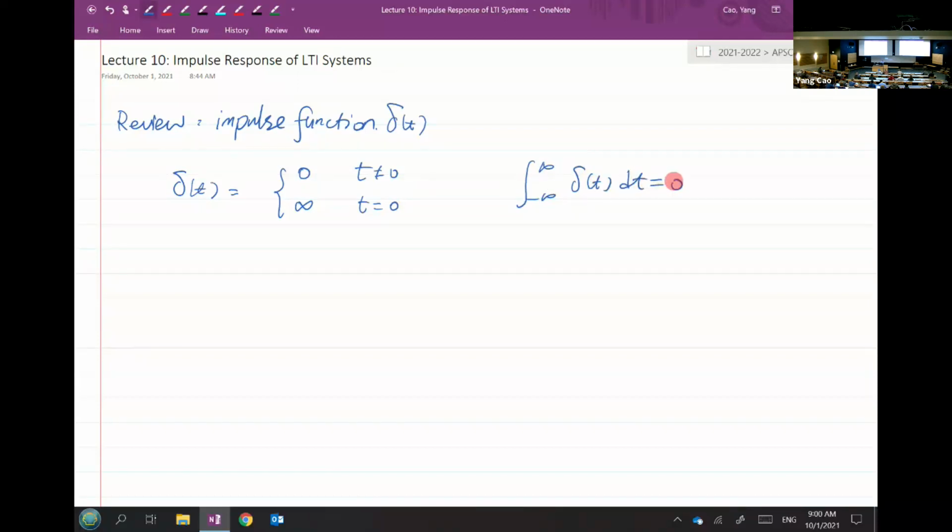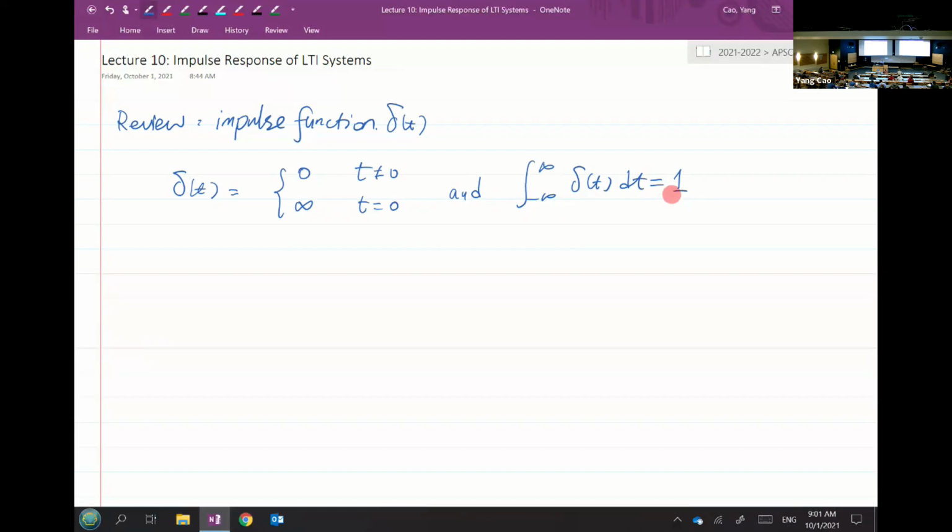Delta t is 0 when t is not 0, but it's infinite at t equal to 0. Not only that, if we integrate anywhere with a limit that includes the t equal to 0 point, then the area underneath this impulse function is, sorry, not 0, is 1. So both of them constitute the definition for the impulse function. Sometimes we call this a unit impulse function because the area underneath the impulse function is 1.